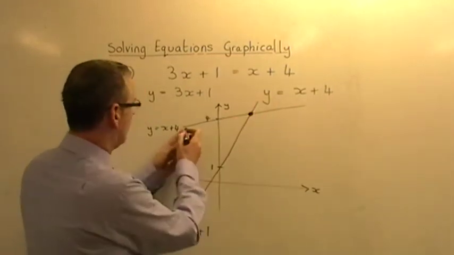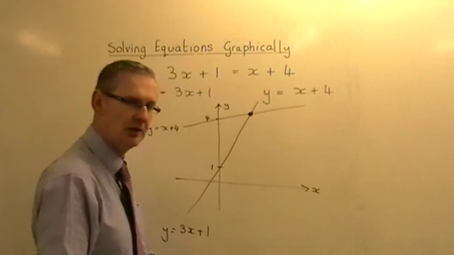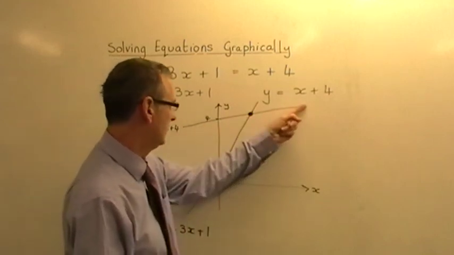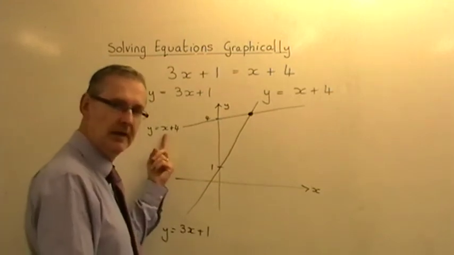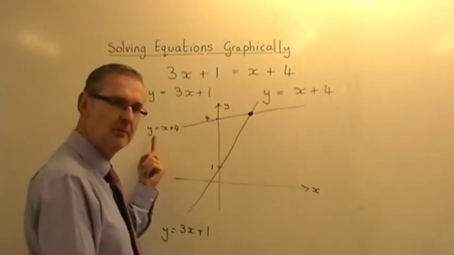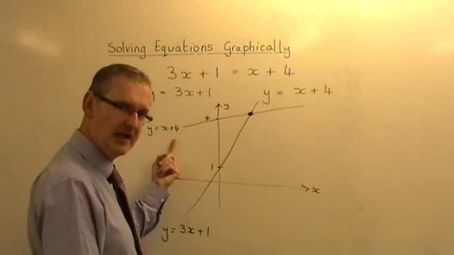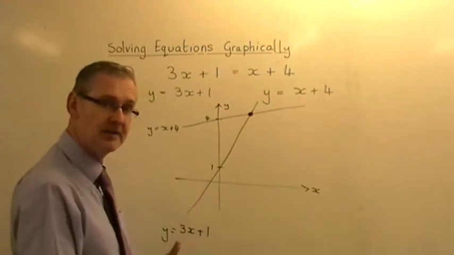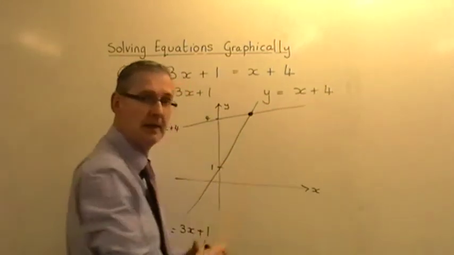Now for this straight line, the same sort of thing must be true, except this time that all points that lie on that line must obey this rule. In other words, their y coordinate must be the same as the x coordinate of the point plus 4. And any point which obeys that rule will lie on that line somewhere.